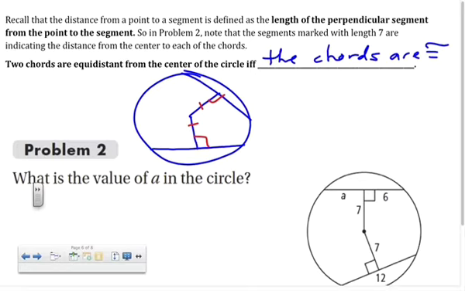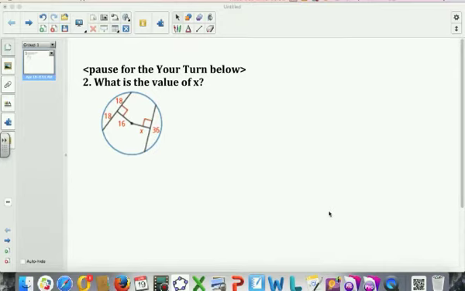So easily, in problem 2, we notice that these two chords are equidistant from the center because their distance is both marked as 7. So I know those two chords are congruent, therefore the value of A is screaming at you. The value of A is 6. Those two chords are going to be congruent. They gave us part of the second chord. And you might be noticing from this diagram a property that we're coming up on the back of our notes. Pause for your turn below.